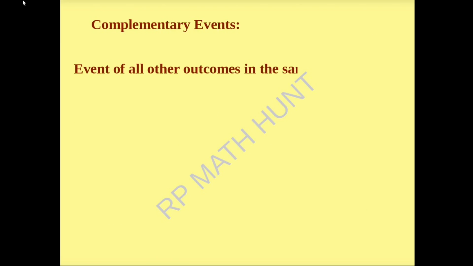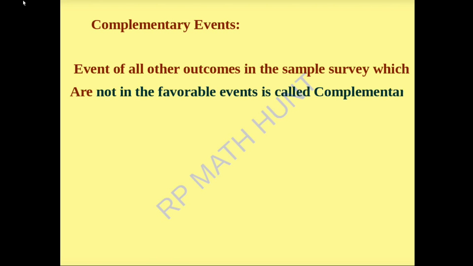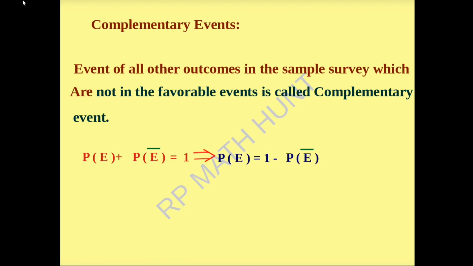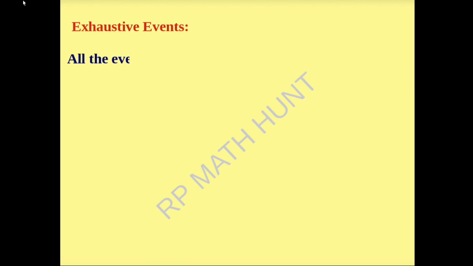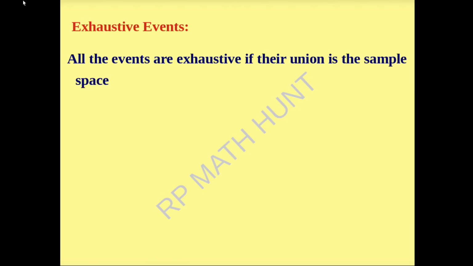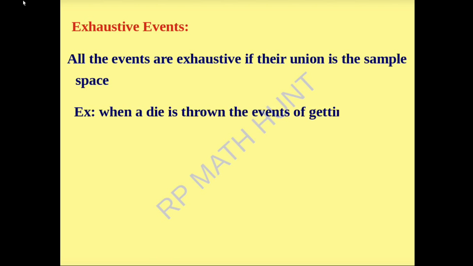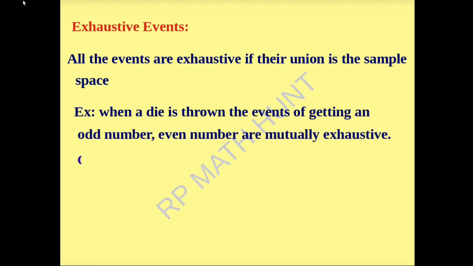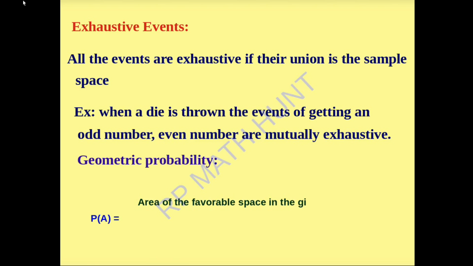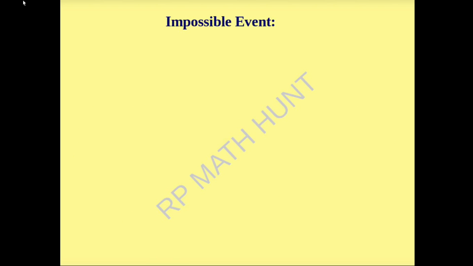Complementary events. The event of all other outcomes in the sample space which are not in the favorable event is called the complementary event. P(E) plus P(not E) is equal to 1, which implies P(E) is equal to 1 minus P(not E). Exhaustive events. All the events are exhaustive if their union is the sample space. Example, when a die is thrown, the events of getting an odd number and an even number are exhaustive. Geometric probability. P(E) is equal to the area of the favorable space in the given plane divided by the area of the entire space of the given plane.